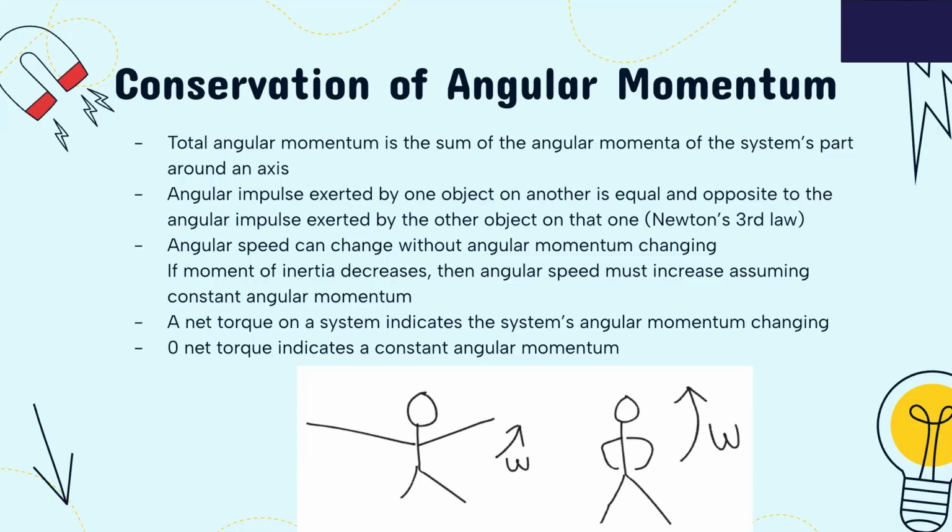A net torque on a system indicates that the system's angular momentum is changing, but zero net torque indicates a constant angular momentum. I'll do a diagram here. Let's say we have this figure skater with their arms wide out, rotating at an angular velocity of omega. Then if they bring their arms in, the angular momentum must be constant, but omega increases because the moment of inertia decreased.